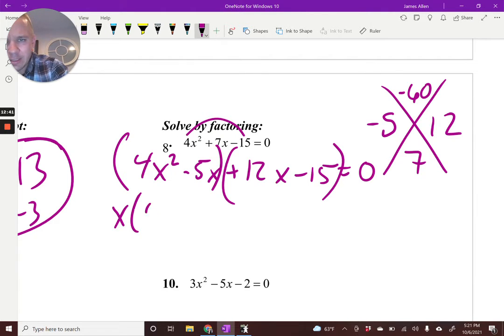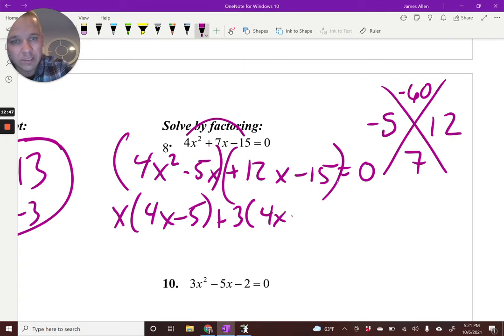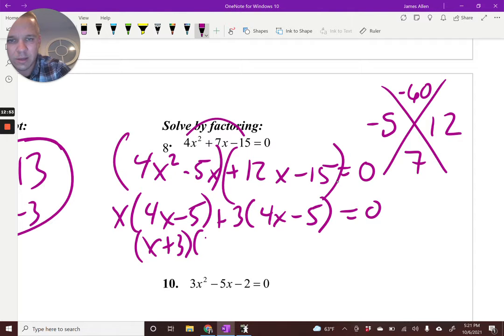I'm going to pull out an x. 4x minus 5. I'm going to pull out, let's see here, a 3. That leaves me with 4x minus 5. Okay, that's good. Things are rolling wonderfully. X plus 3 is one factor. 4x minus 5 is the other.